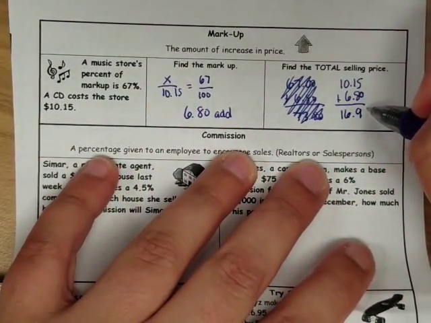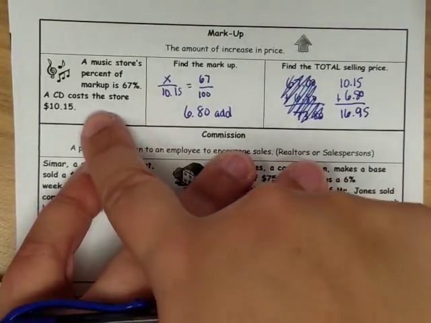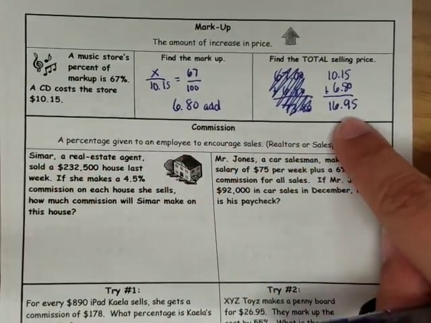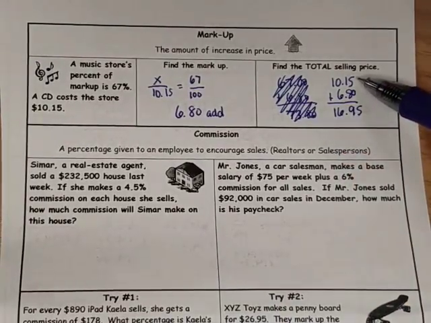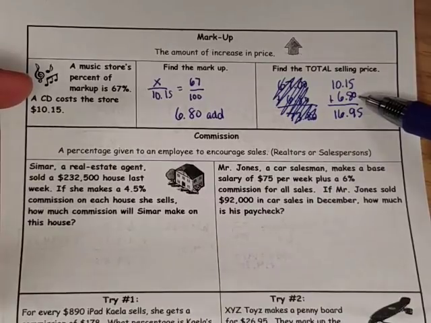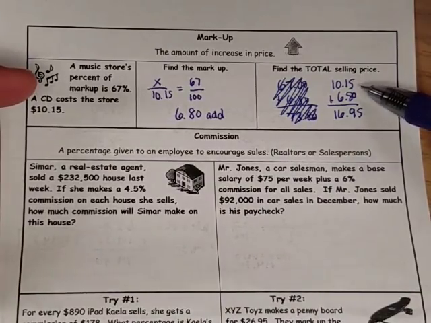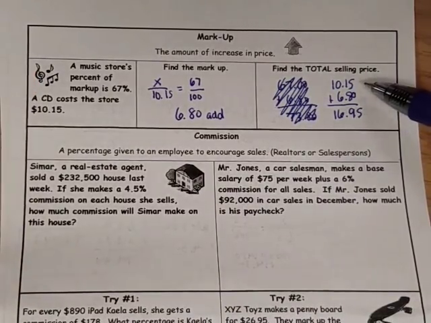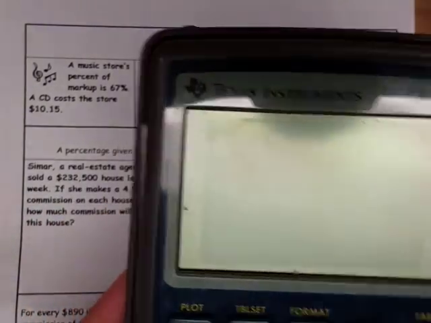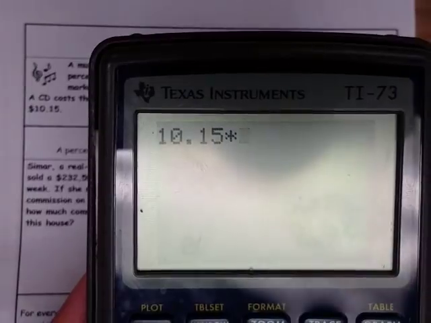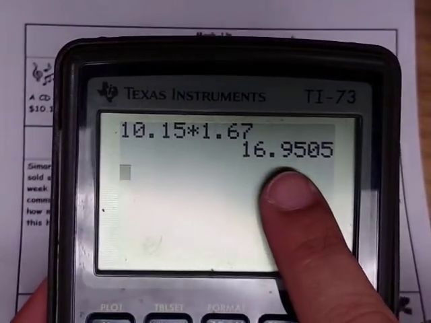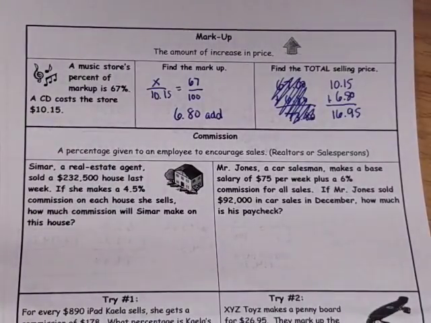So $16.95 for the CD. Okay, so a faster way to get to the $16.95 is, well, we're already paying the 100% that the CD costs the store. Then we're marking it up by 67%. So really we're paying 100% plus 67%. So 167% of the $10.15. So if we do $10.15 and we multiply by 167%, look, you still get the $16.95 that we got here.